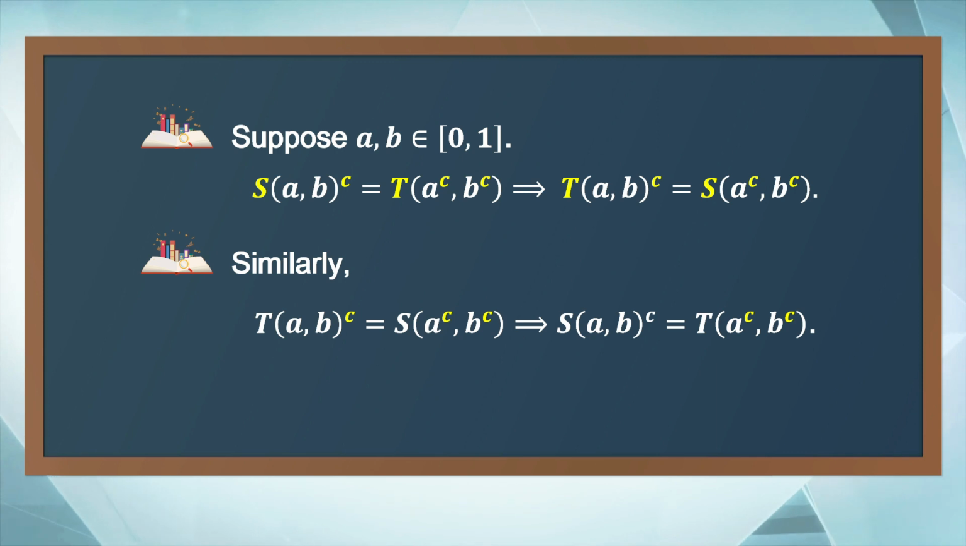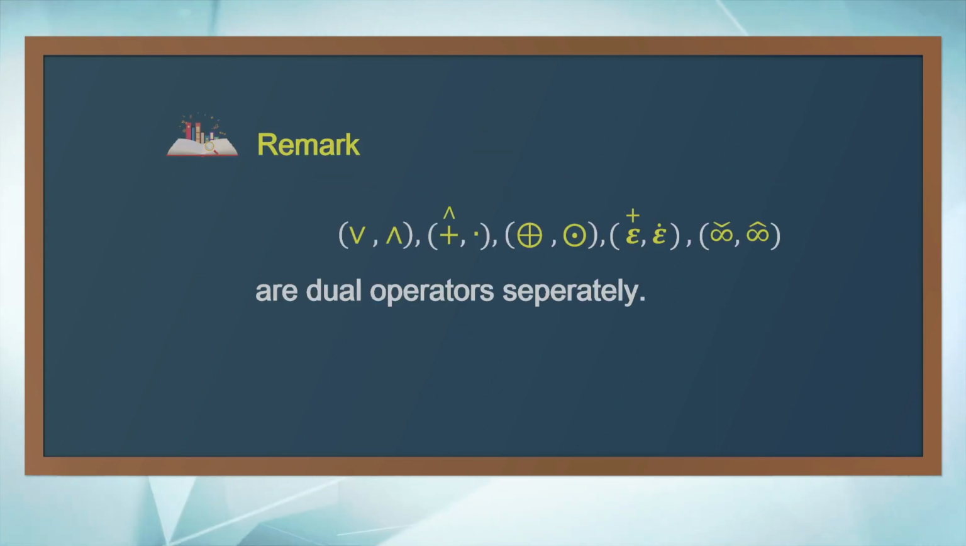Similarly, we can prove the second statement. This completes the proof. Zadeh operators: the maximum operation, the minimum operation, the probabilistic sum and product, the bounded sum and bounded product, Einstein sum and Einstein product, drastic sum and drastic product are all dual operators separately.